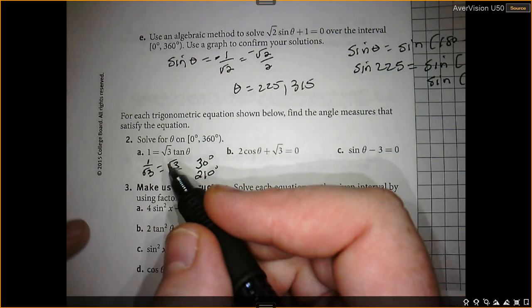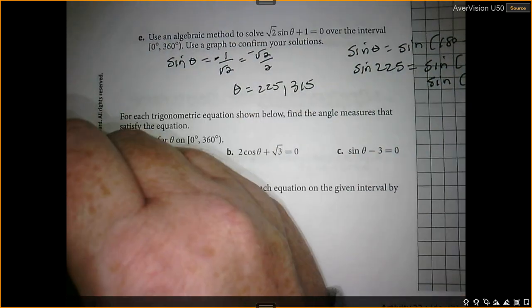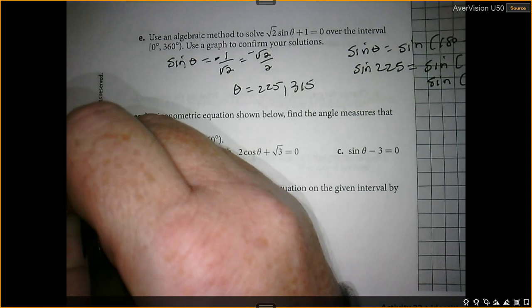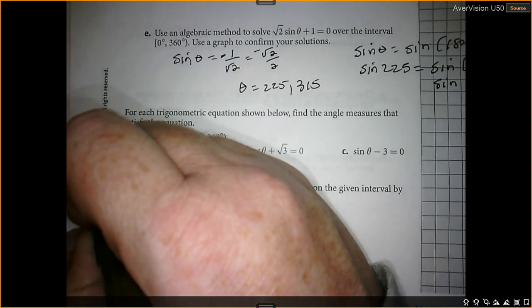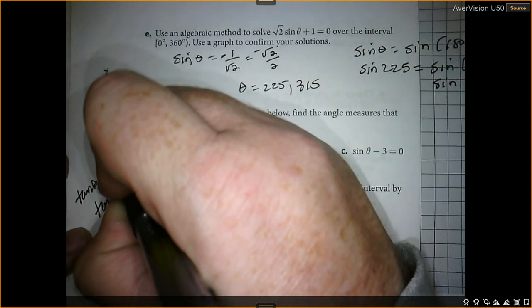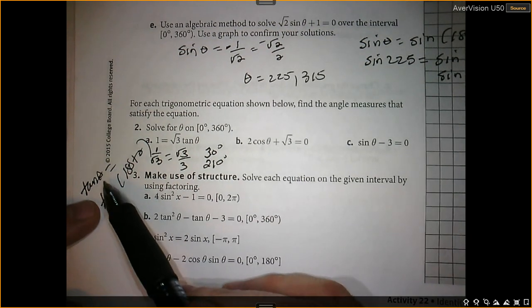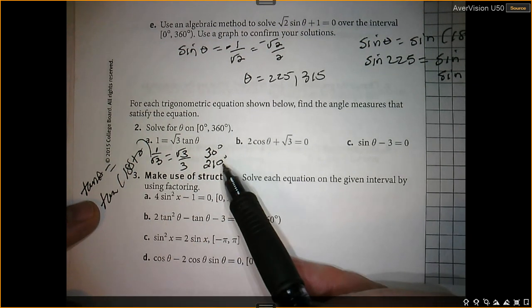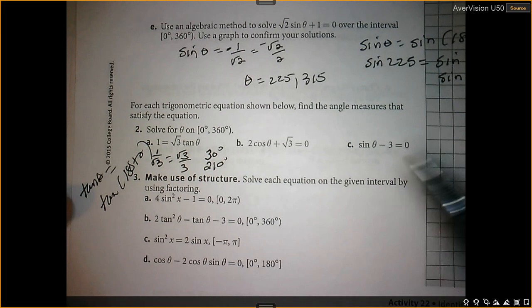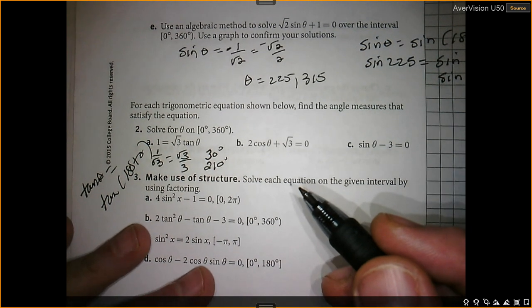Okay, well then if you use the tangent identity, tangent theta equals tangent of 180 plus theta. Well, if tangent theta is 30, 180 plus 30 is 210. So that is true. Same thing here.